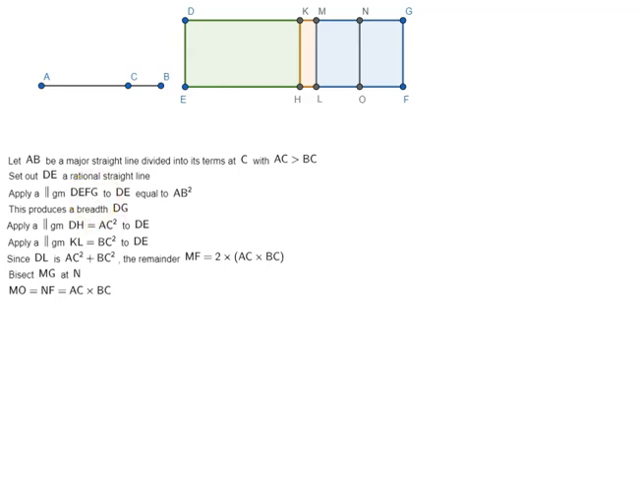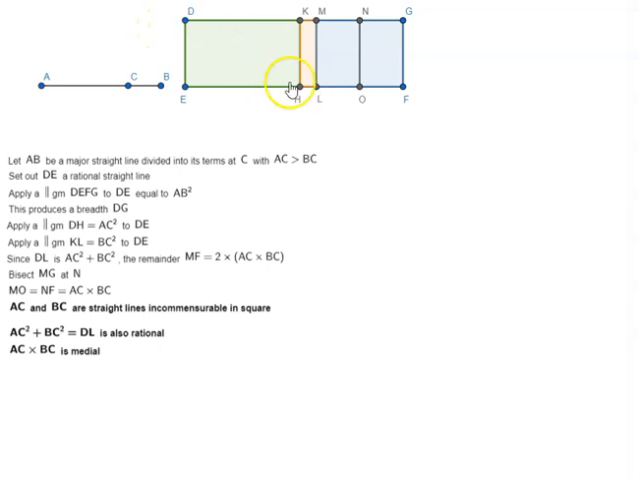Based on the specification of a major straight line, we can say AC and BC are straight lines incommensurable in square. AC square plus BC square is rational and AC by BC is medial. DL has been applied to a rational straight line DE. DM is rational and commensurable with DE. 2 times AC by BC, which is MF, is medial. Here, AC by BC is medial, so that means its multiple will also be medial.